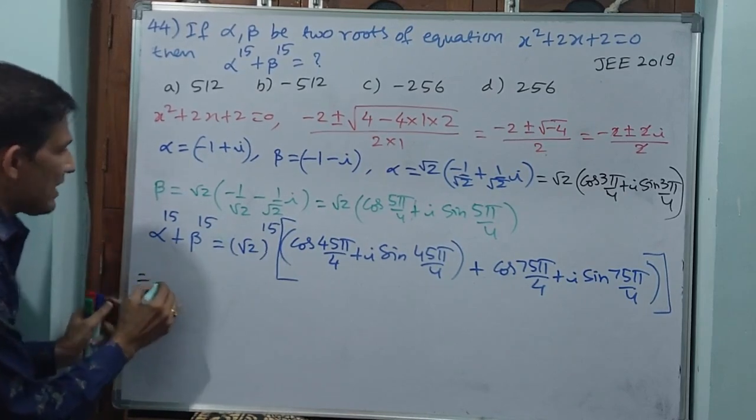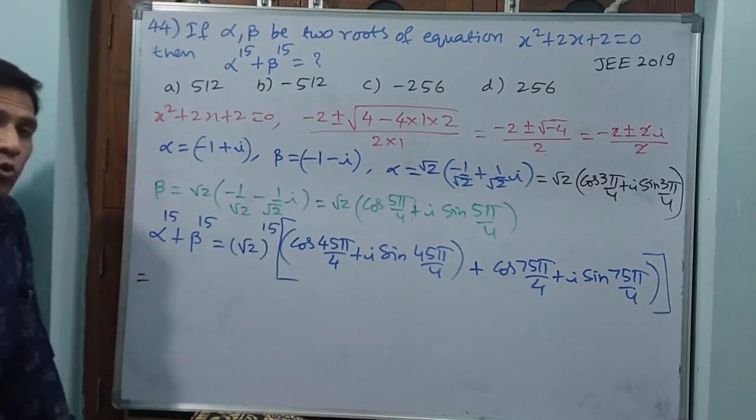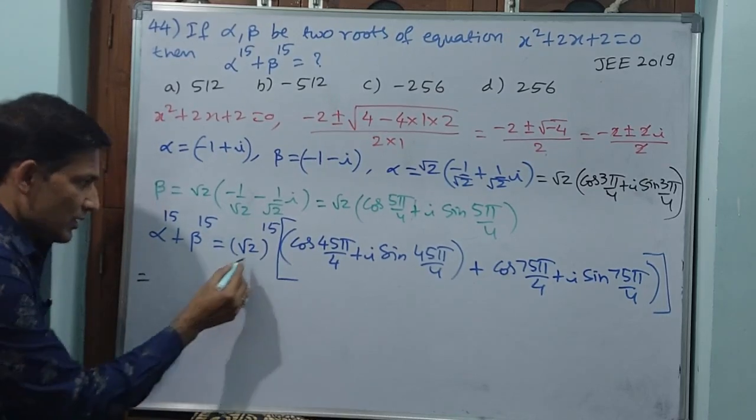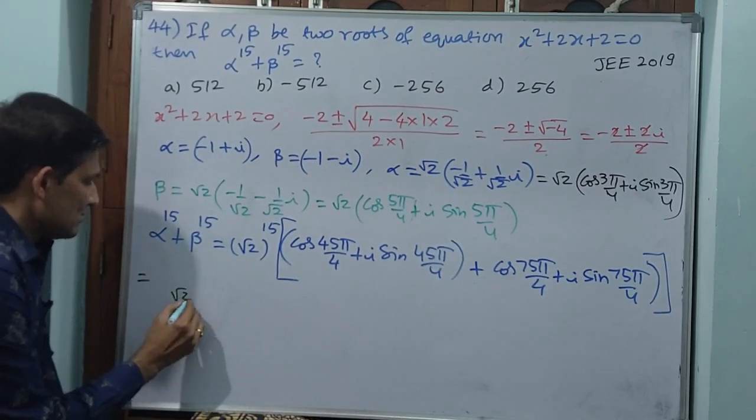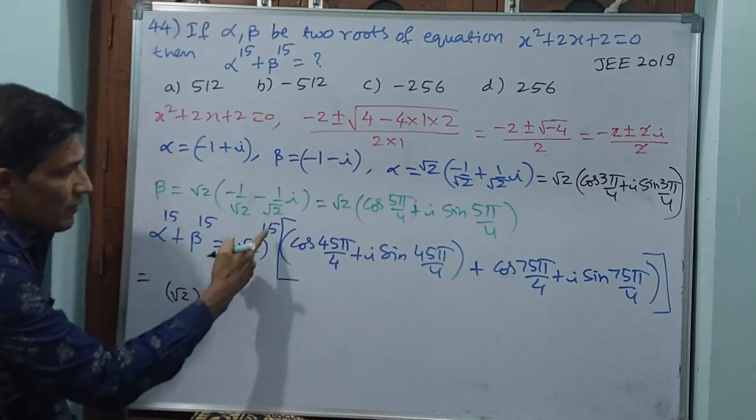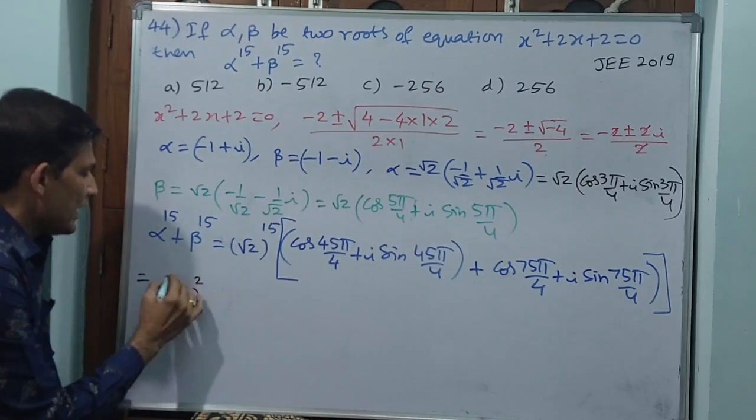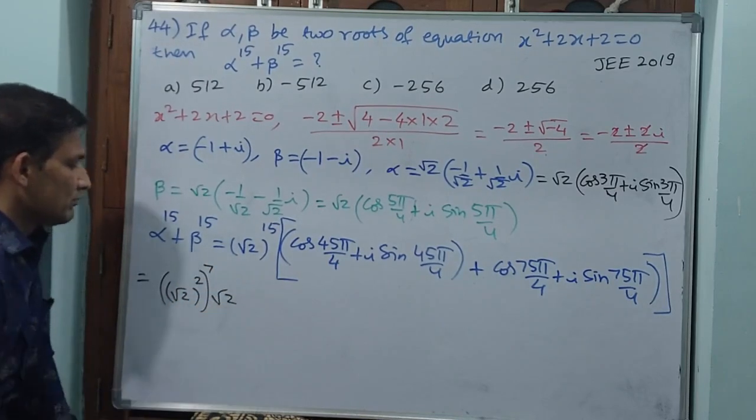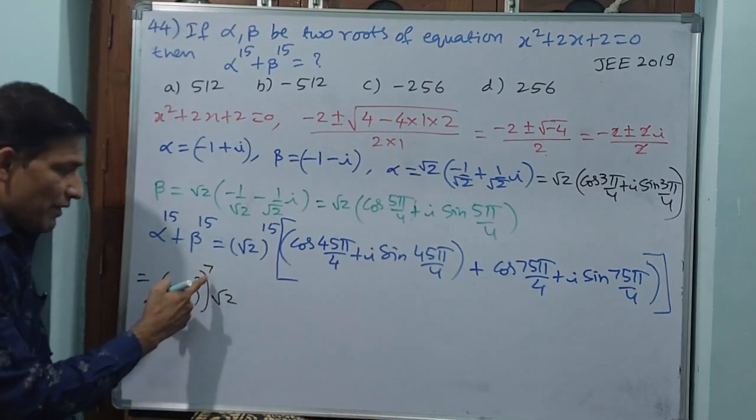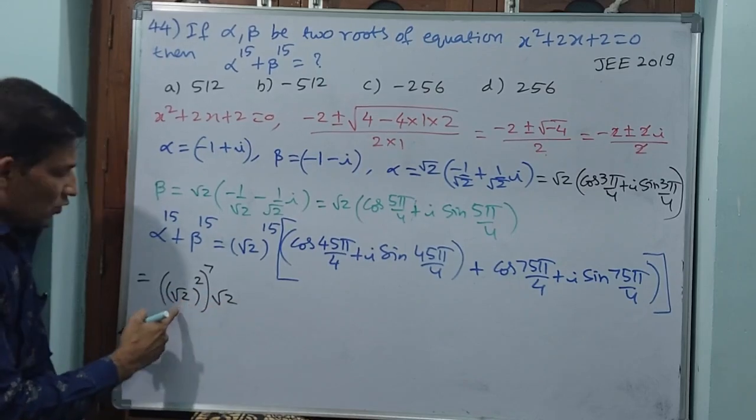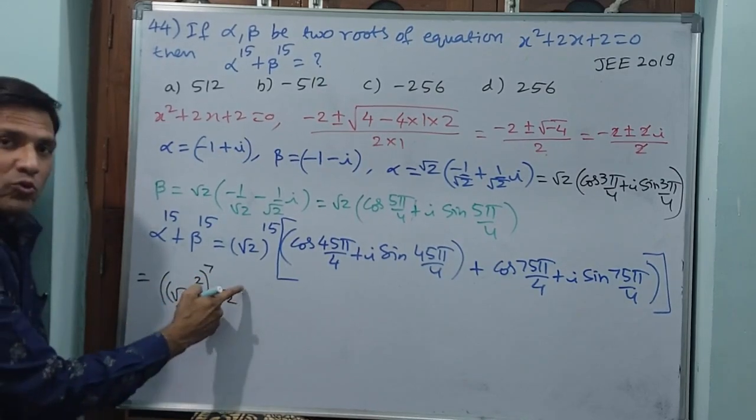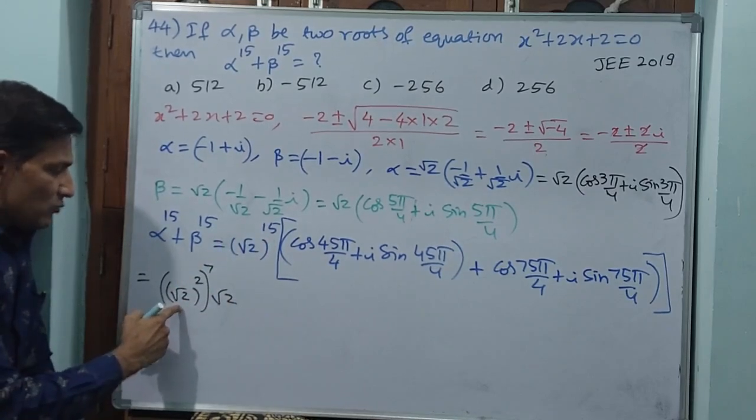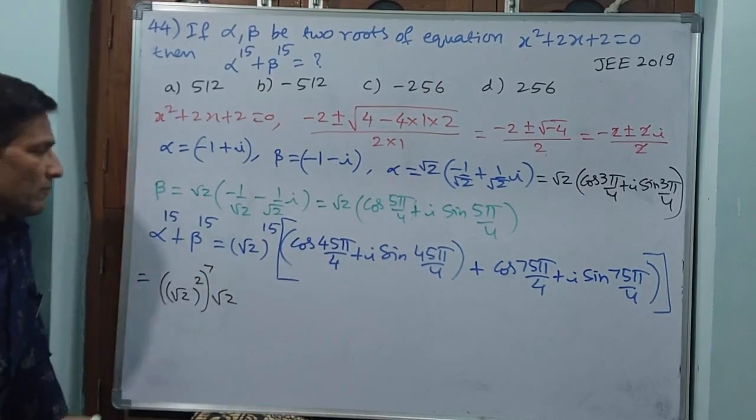Meanwhile I am writing this value, root 2 to the power of 14. You see what I am writing? Root 2 to the power of 14 is there, na? Square, 7 into root 2. Root 2 power 14 into root 2 power 1 gives root 2 power 15. Why? Because 2 power 7, root 2 will come. Okay, that is one thing.